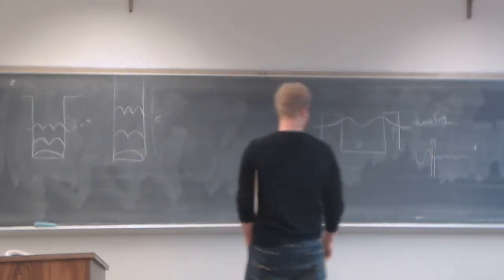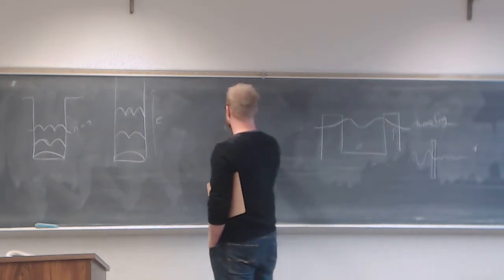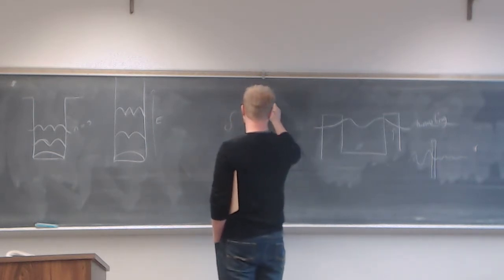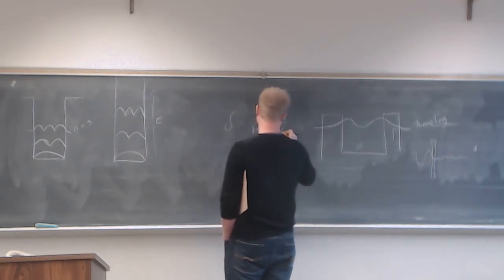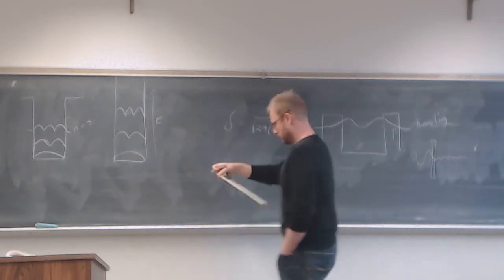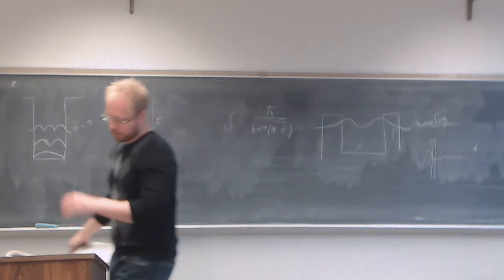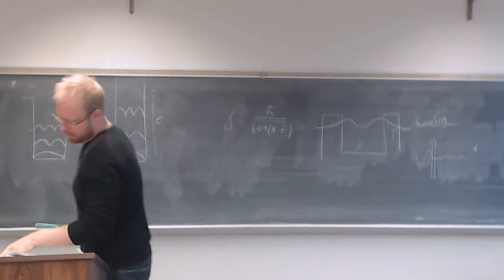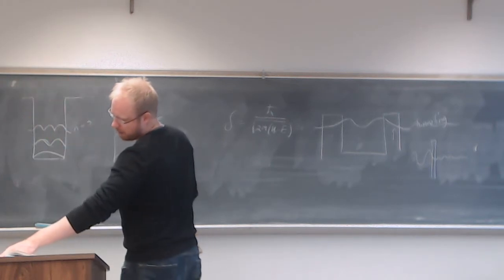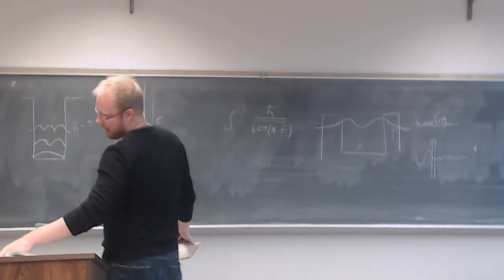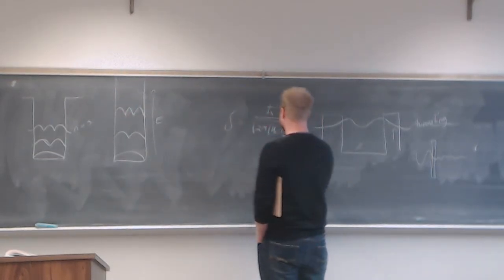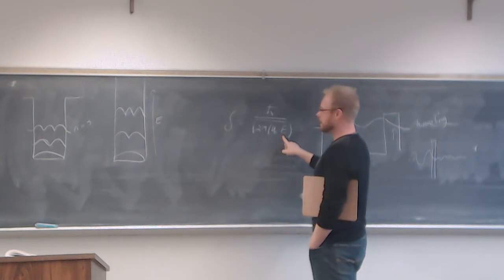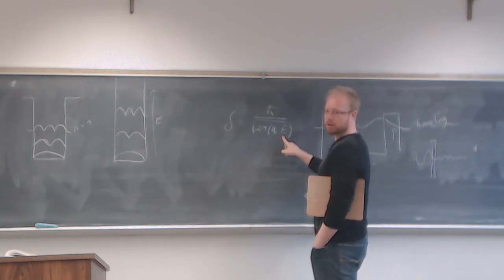The equation that I erased: the penetration depth is equal to h bar over the square root of 2m(U minus E). Let's make sure I'm not making up equations. Yeah, okay. It is a function of the energy that you have and the potential energy of the wall. Potential energy is not changing here, but the energy that you have is getting larger and larger.